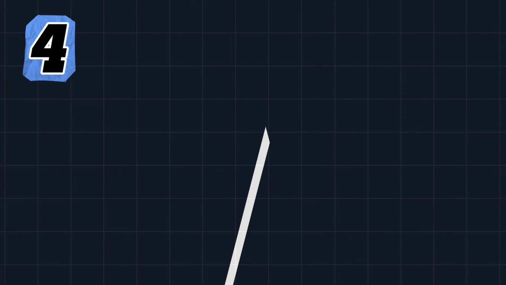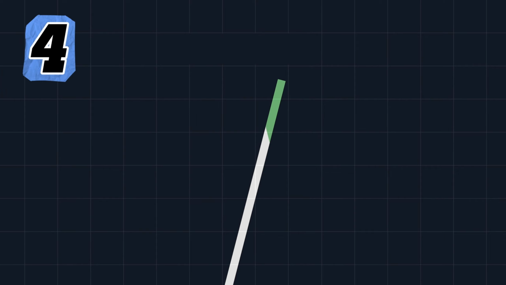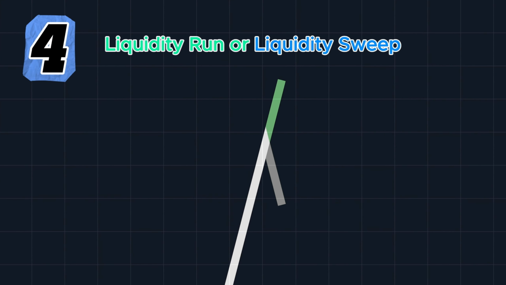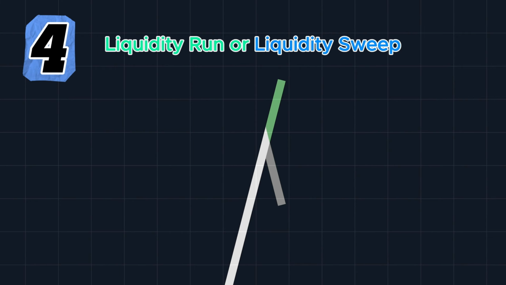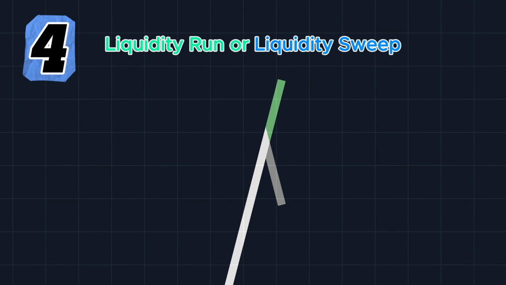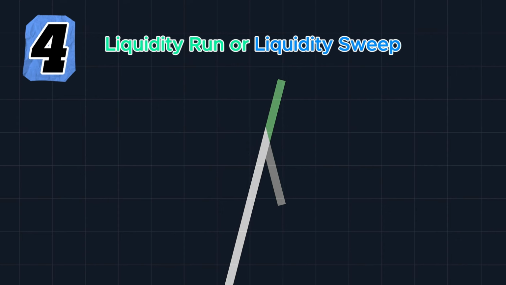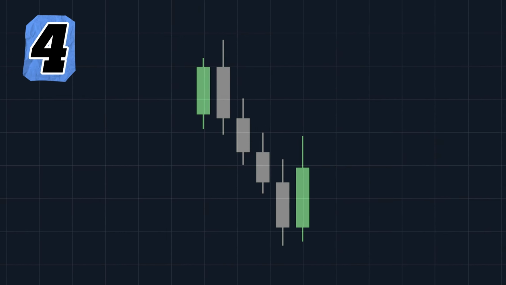The first option is for it to continue in the same direction, which is what we call a liquidity run, and the second option is to create a reversal, which is what we call a liquidity sweep. This might seem simple at first glance, but understanding what price is going to do at a liquidity level is where most traders struggle. So let's start by looking at liquidity runs first.